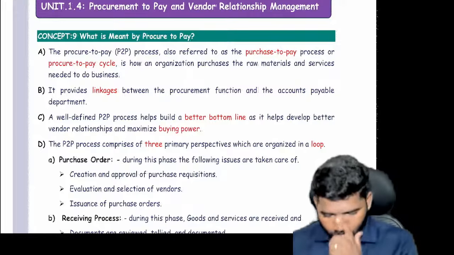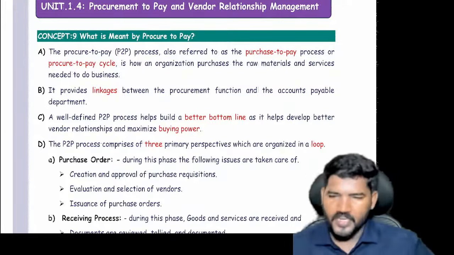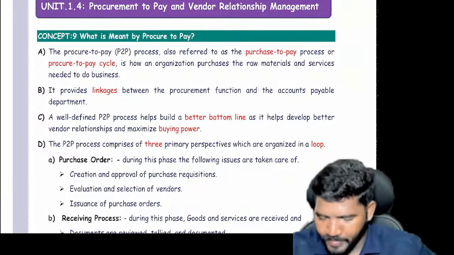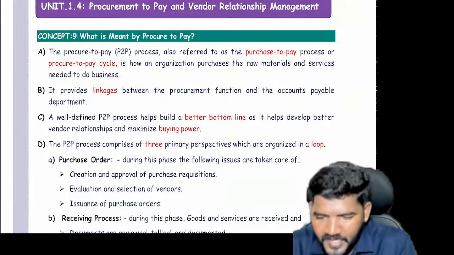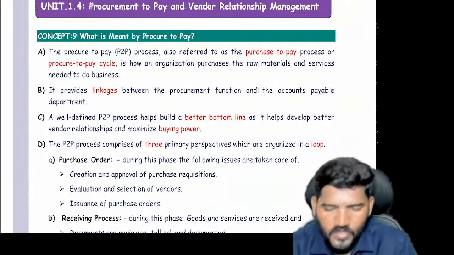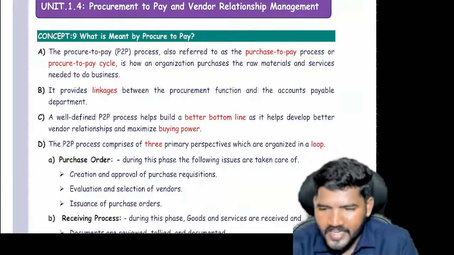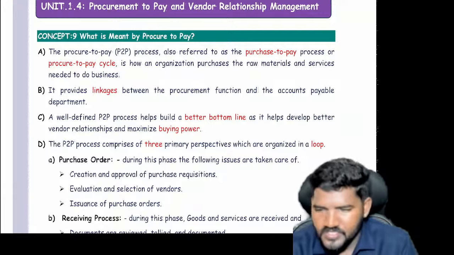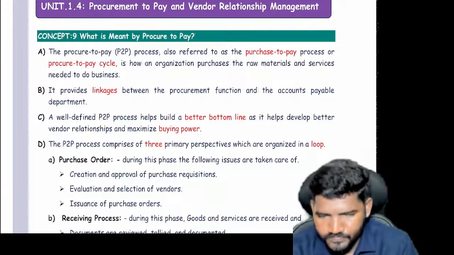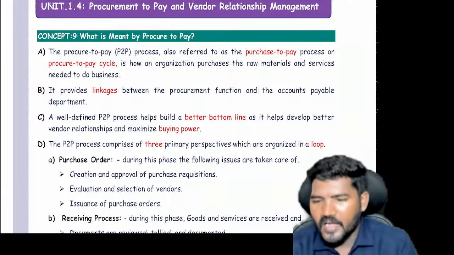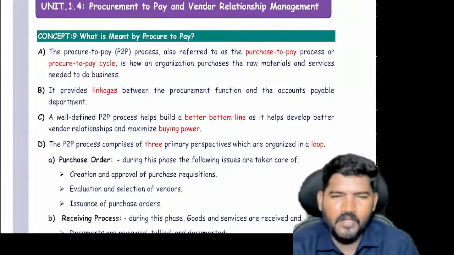Next, another important concept: procure to pay and vendor relationship management. Procure to pay, in a simple manner, means credit purchase. Initially we purchase, and they send the goods. After the time set in the agreement, at that time we pay the cash. That is called procure to pay for every company.